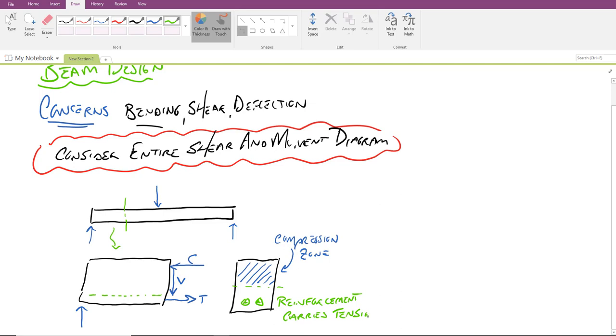Does concrete have some sort of compression? Sorry, I said that wrong. Does concrete have some sort of a tensile capacity? Yeah, it actually does, but because it's not very much, we actually just neglect it. We just ignore the tension capacity the concrete has and assume that all the tension will have to be carried by the reinforcement.